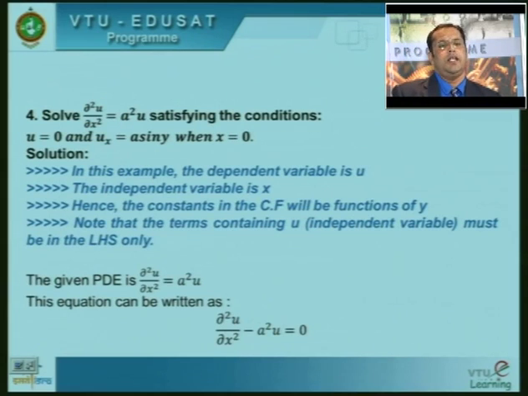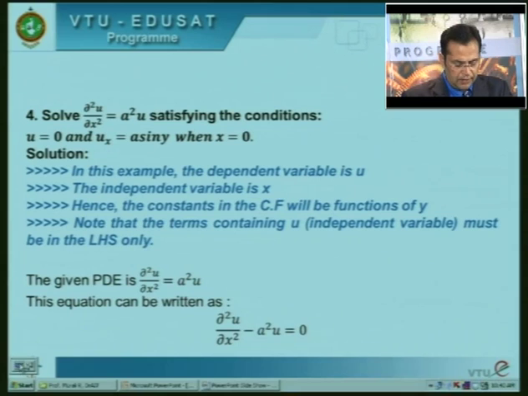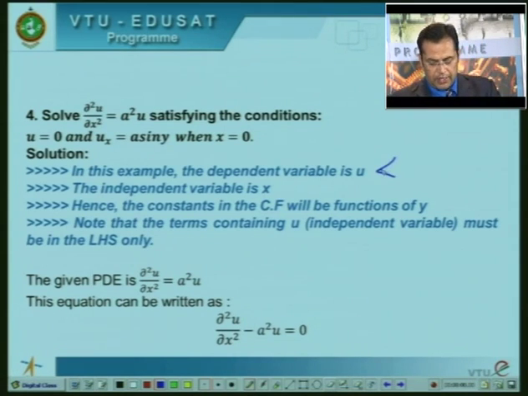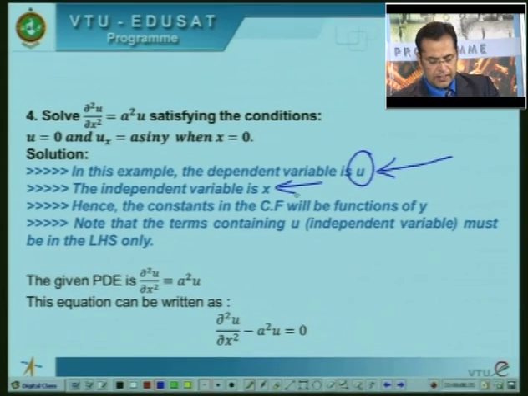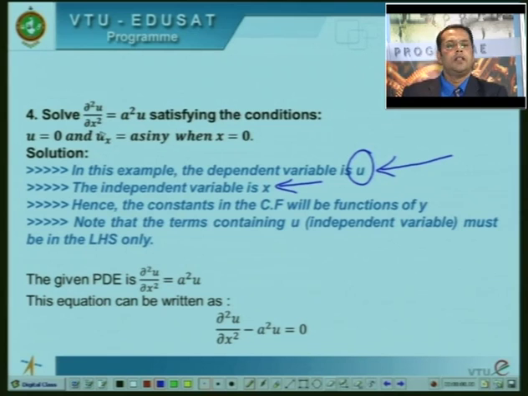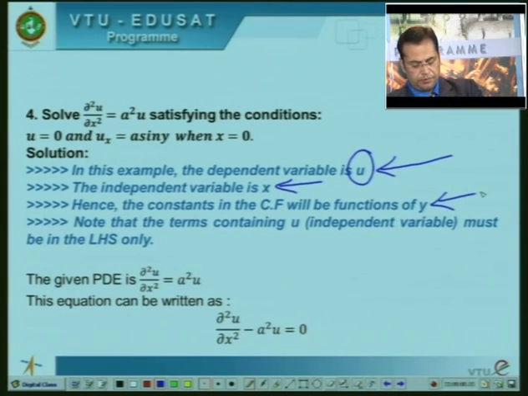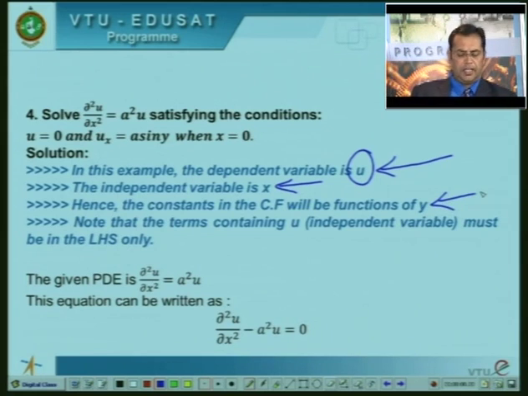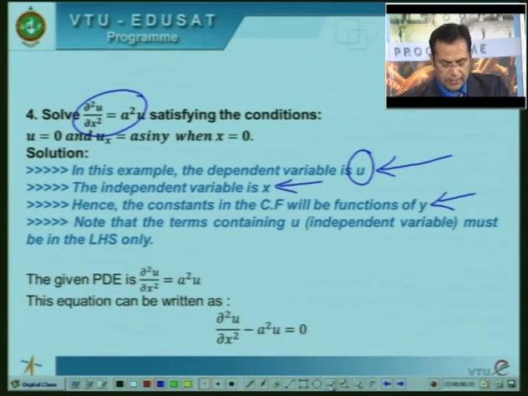Solve ∂²u/∂x² equal to a² into u, satisfying the conditions u equal to 0 and ux equal to a sin y when x equal to 0. So, what are the observations to be made? First, in this example, the dependent variable is u, not z. Keep this in mind, it is u and not z. Second, the independent variable is x, you can see the partial derivative with respect to x. Third, the constants in the CF will be functions of y. But the fourth, very important: note that the terms containing u, the dependent variable, in general must be in the LHS only, that is in the given equation, because the RHS contains the term a square into u.